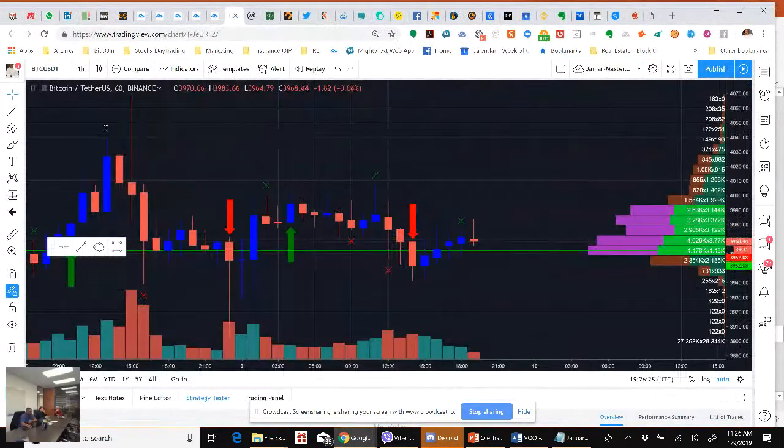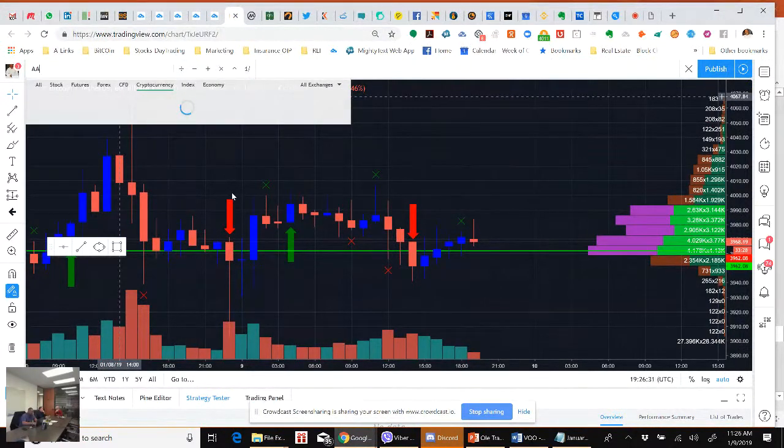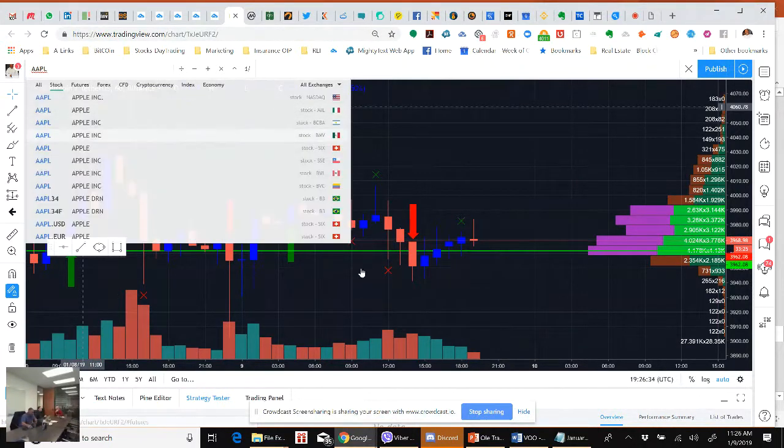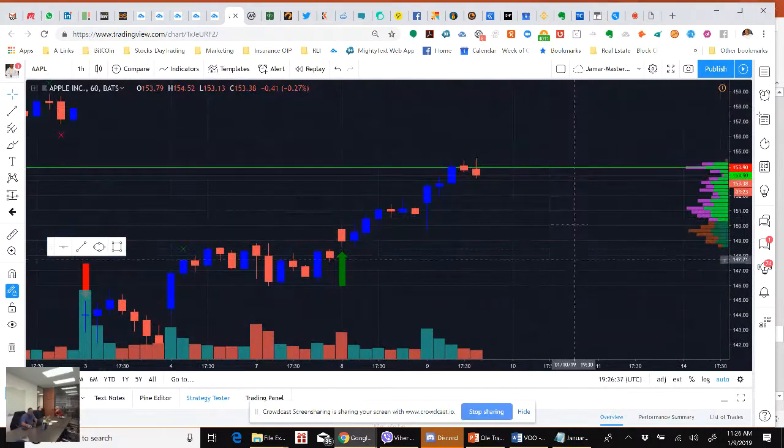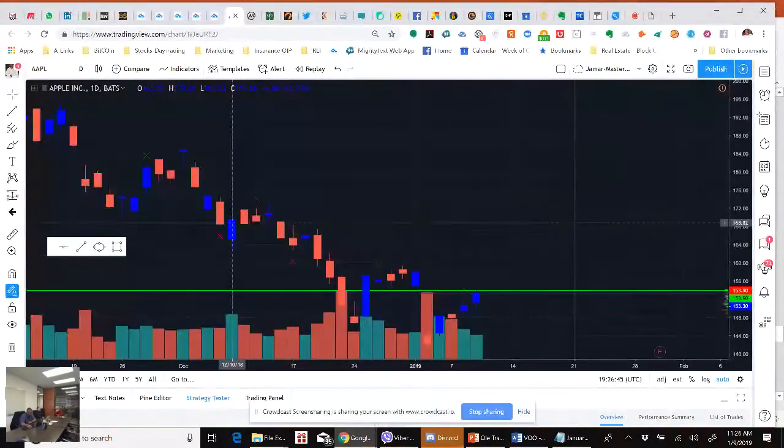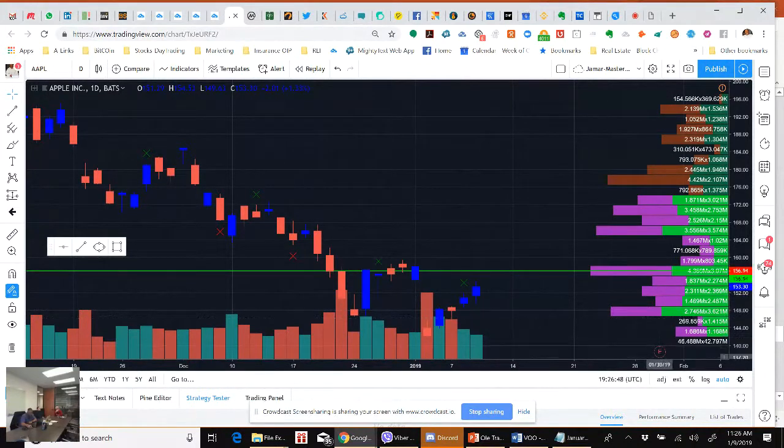A good thing about TradingView, for instance, is if we wanted to look at stocks, it works on all platforms. Stocks, futures, Forex. Let's see, it takes a little bit to get it. Here you see Apple. You see your resistance, you see your support, and you have your buy orders and your sell orders. So just learning the VOO strategy, the volume over orders, it gives you an edge in any market.